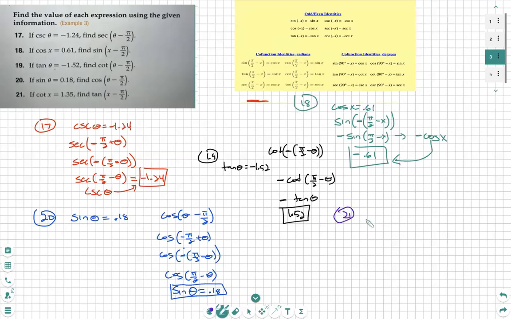21. We have cotangent of x equals 1.35. The tangent of x minus pi over 2, we rewrite as tangent of negative pi over 2 plus x. Then we're going to pull out a negative sign, leaving pi over 2 minus x. Then we see that this is equal to negative tangent of pi over 2 minus x, which is equal to the negative cotangent of x. Thus, I have negative 1.35.